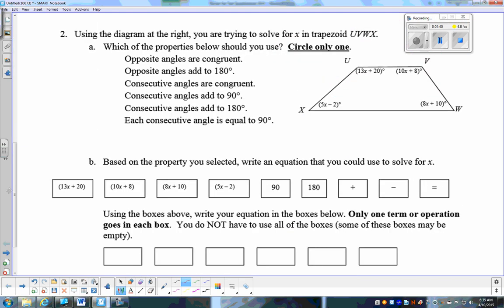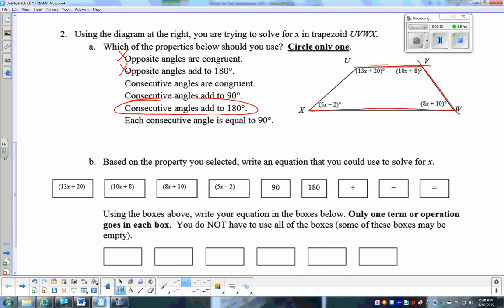Number 2, it says using the diagram at the right, you're trying to solve for x in trapezoid UVWX. Which of the properties below should you use? Circle only one. Well, with opposite angles, with a trapezoid, we don't know anything about our opposite angles. They don't necessarily have to be congruent, but they also don't have to add to 180. Our consecutive angles are not congruent because we have the parallel lines, which means our consecutive angles are going to add up to 180 degrees.